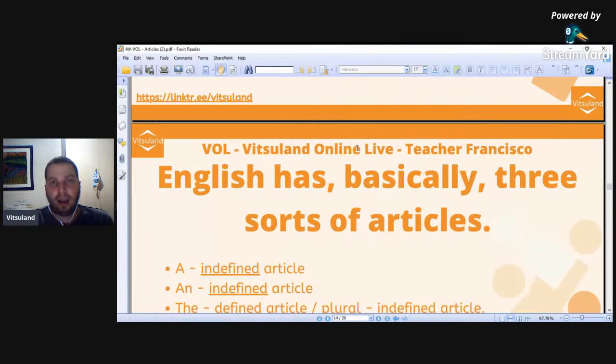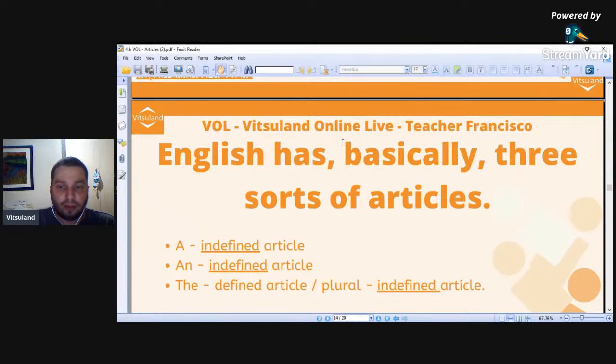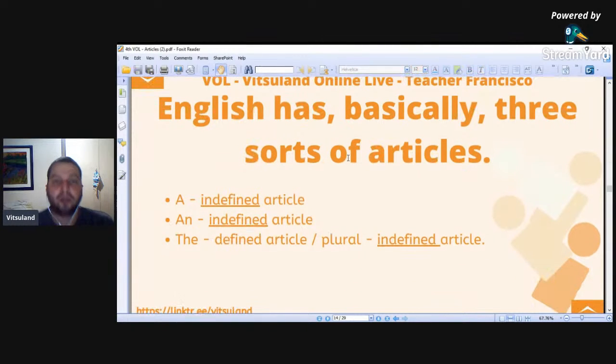So we have A and AN as indefinite articles. Let me just scroll here. Okay. A and AN as indefinite articles, and THE as a definite article. And for plural, it can be an indefinite article as well. This seems to be a little strange, but when you are adapted to English, when you know English, when you understand English, it becomes easy.